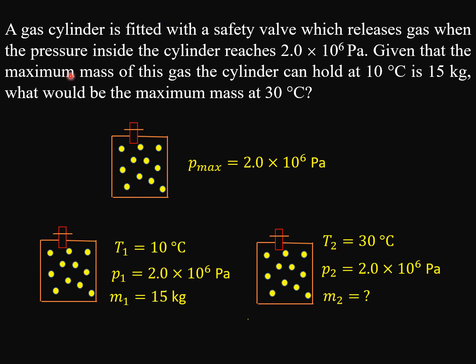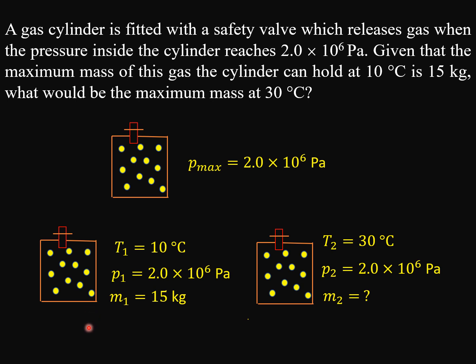According to the information given by the question, we need to consider two different states of the gas cylinder. In the first, initial state, the temperature of the gas is 10 degrees C. The pressure is 2.0 times 10 to the power of 6 Pascal. That means it is at the maximum pressure, and M1 is 15 kg. So when the gas reaches this maximum pressure, the mass of the gas inside the cylinder is 15 kg.